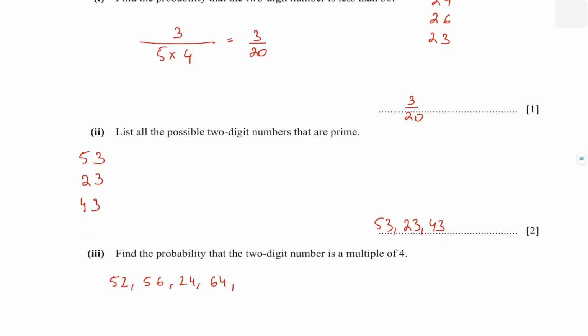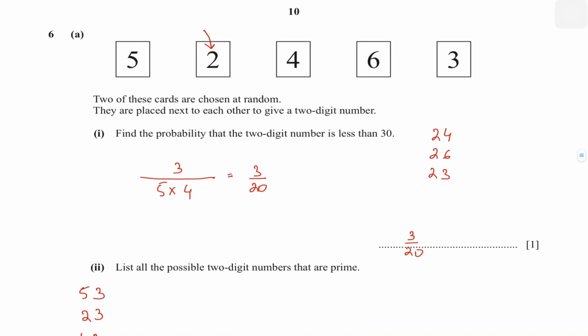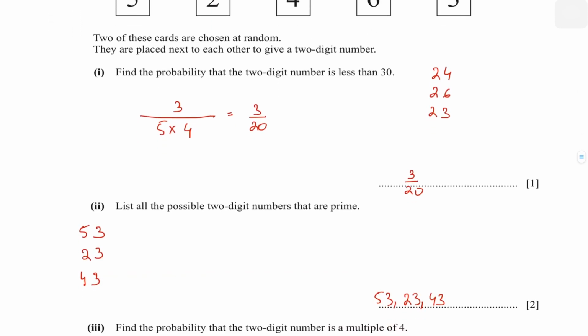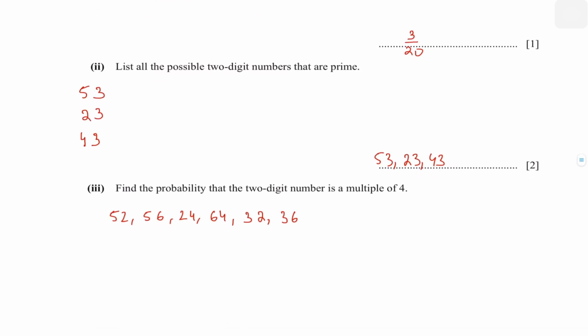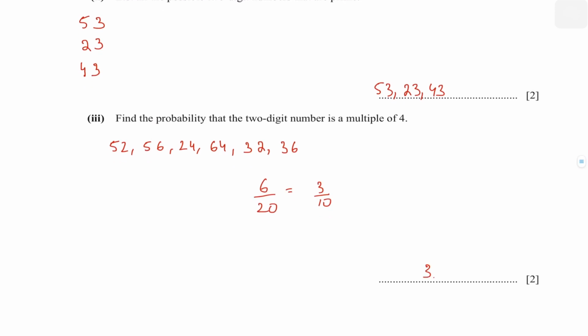And finally, let's try it out with 3. So if you have 3 in the first place, 32 is going to be a multiple of 4, and 36 is also going to be a multiple of 4. So how many multiples of 4 do we have? We have 1, 2, 3, 4, 5, 6. So 6 divided by 20, which is equal to 3 upon 10. And that's going to be our final answer.